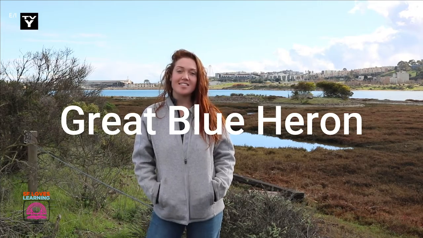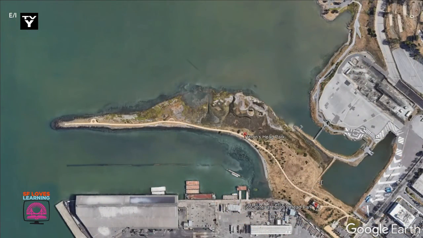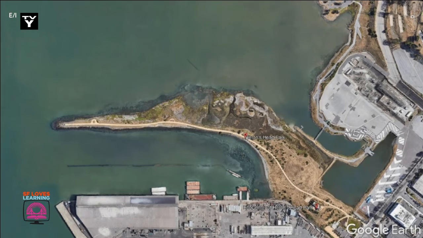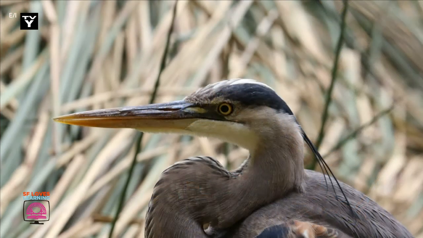Hi scientists! Today we are at Heron's Head Park and we are looking for great blue herons. This park is located in the southeast corner of SF. Can you guess why this park is named after this bird? That's right! It looks just like the head of a heron.